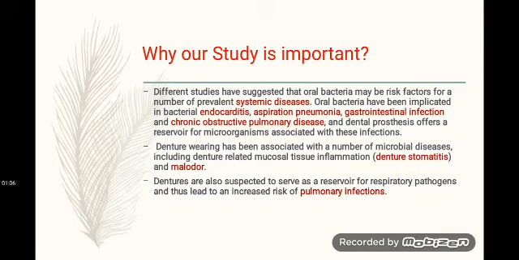Why is our study important? Different studies have suggested that oral bacteria may be a risk factor for a number of prevalent systemic diseases. So, increased oral bacteria will increase systemic disease, and there is a relation between systemic disease and oral microorganisms. As an example, a number of bacteria have been implicated, like bacteria that cause endocarditis, aspiration pneumonia, gastrointestinal infection, and chronic obstructive pulmonary disease, and dental prostheses are a reservoir for microorganisms associated with these infections.